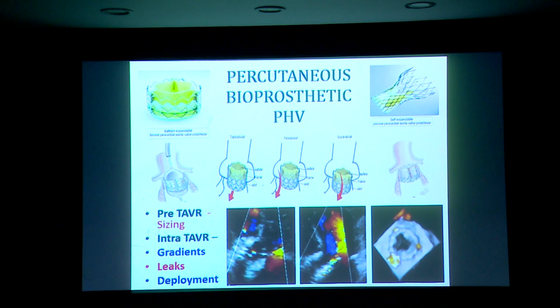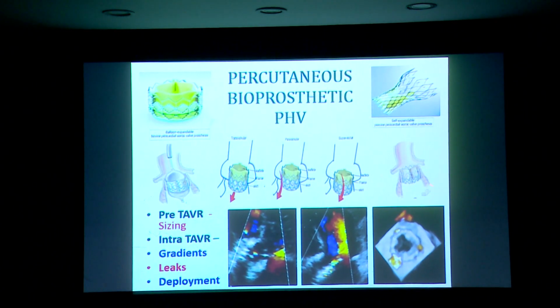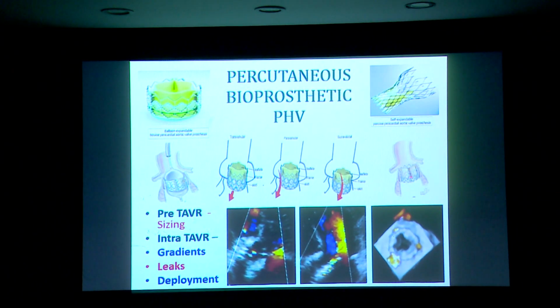The other are the percutaneous valves. This can be put in transfemorally, or through a mini thoracotomy and transapically. On the left side is the balloon inflatable valve, and the right hand side is the CoreValve, which is self-expanding.